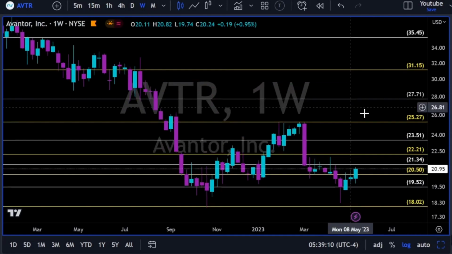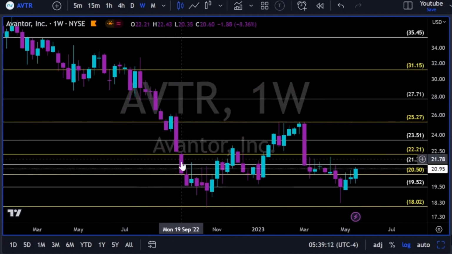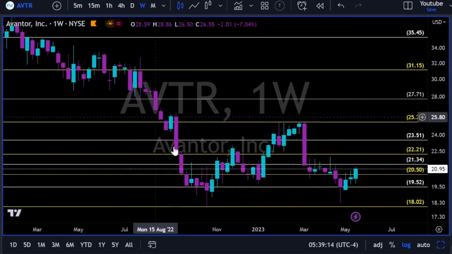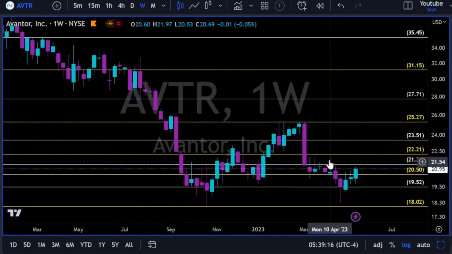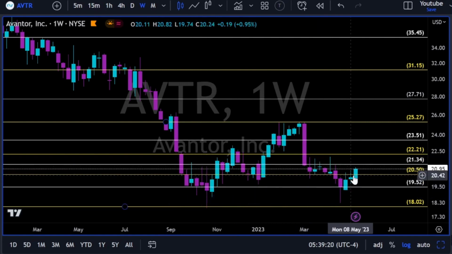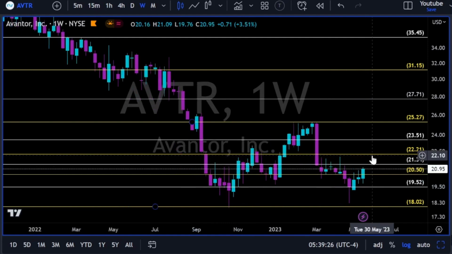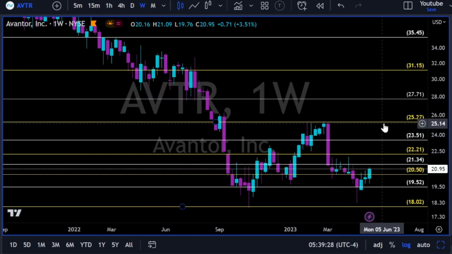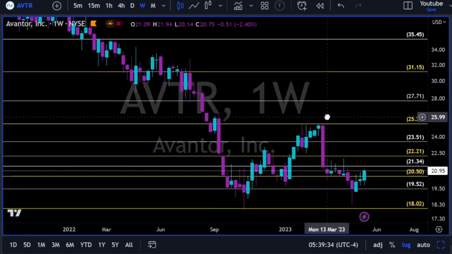AVTR on the weekly chart. Can we get the same price action as we got here? For now, we have similar price action over here. Now I'm waiting for the bounce above 21.30, above 22.20, and then 25.30, in my opinion, will be the next resistance. Above it, we are going 31.20.